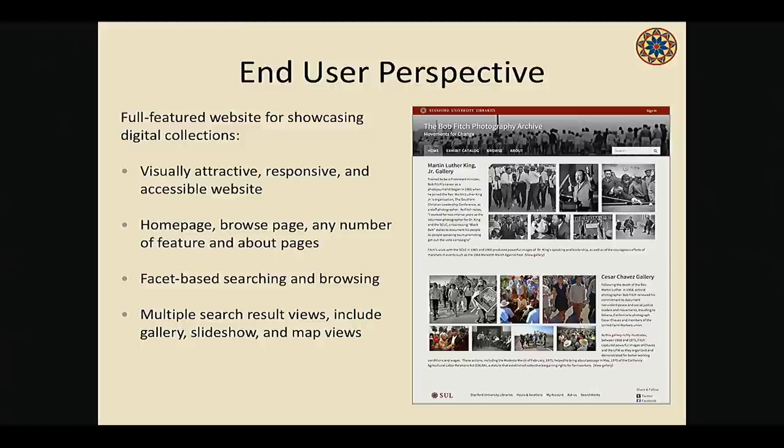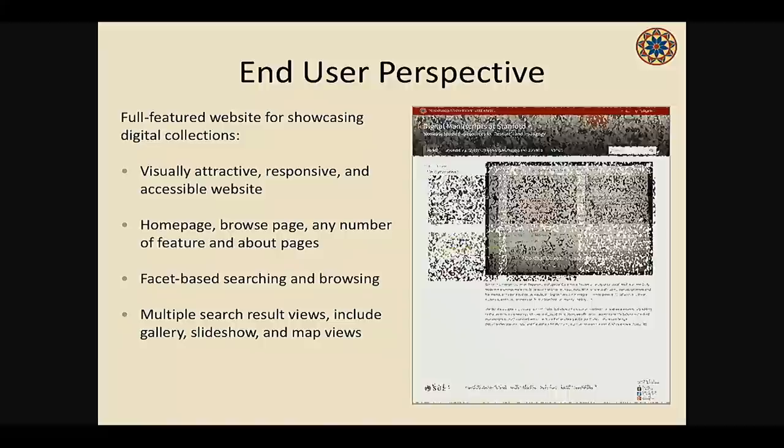There's custom home pages. We have the ability to browse collections based on different kinds of metadata values or tags. The ability to create any number of custom feature pages, so thematic pages that allow you to maybe highlight certain themes or certain special components of collections. But we also get all the facet-based searching and browsing of a very robust online catalog, lots of different ways to view search results. So there's some screenshots here that aren't nearly as fun as doing a little bit of a live demo.